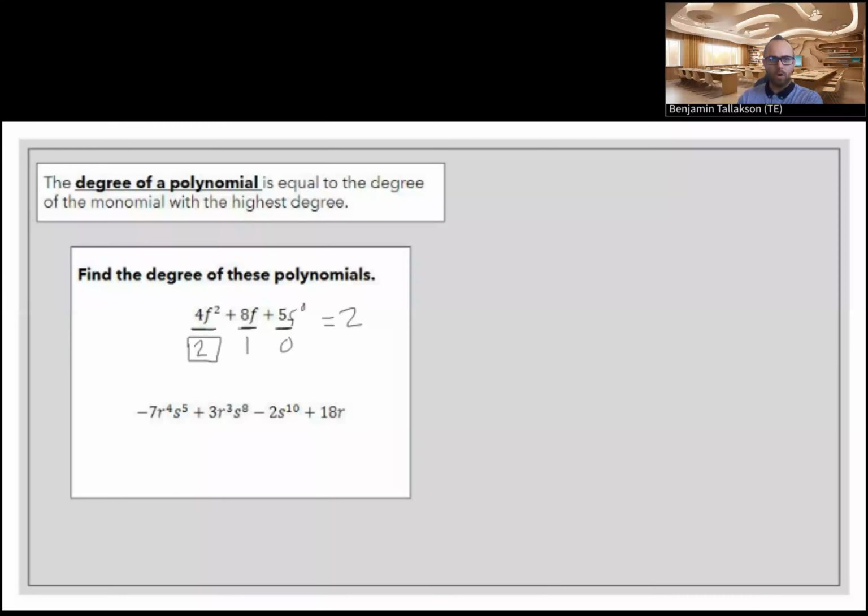What about these? Well, we have R to the 4th plus S to the 5th, so that's the degree of 9. This is 3R cubed, S to the 8th, add those together, so we get 11. And then we have S to the 10th, R to the 1st. So clearly, the biggest number between 9, 11, 10, and 1 is 11. So that degree is 11. Not too bad, right? But you do need to know what to look for. So make sure you take good notes, take screenshots, and study.